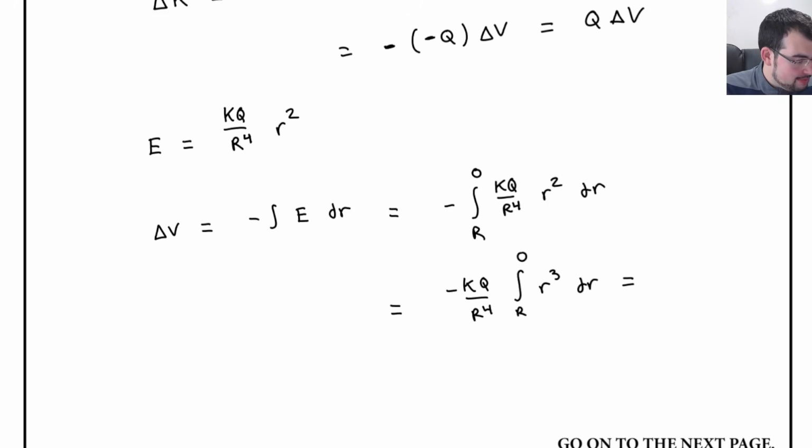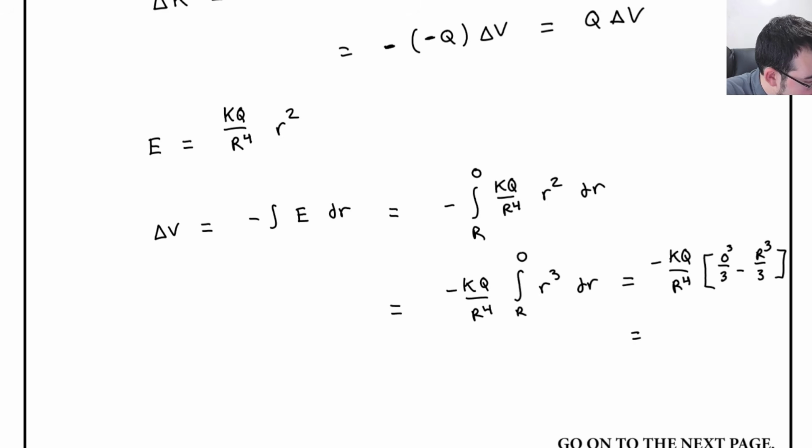And I get negative kq over r to the 4th times the quantity 0 over 3 minus big R cubed over 3. So I get a potential difference of, well, 3 of the r's cancel some of the bottom. So I get 1/3 kq over r, which is a unit of potential. So we're already looking good there.